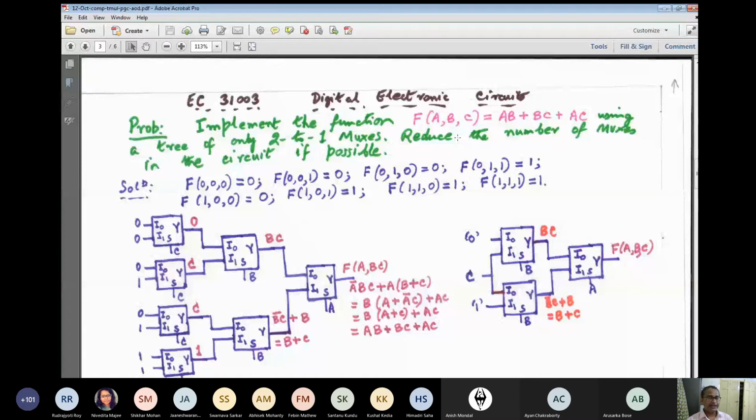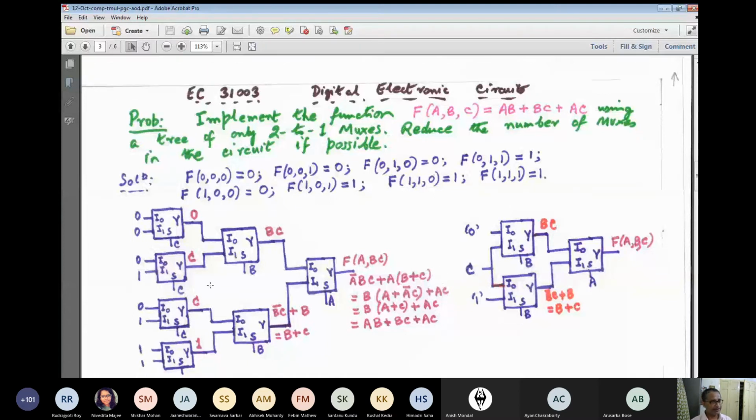Now let me tell you, in a straightforward or unoptimized design, you may require 7 multiplexers. But as an engineer, your task is always to reduce the cost. So reduce the number of multiplexers in the circuit if possible. Not all functions may allow it, but if it is possible, please go ahead.